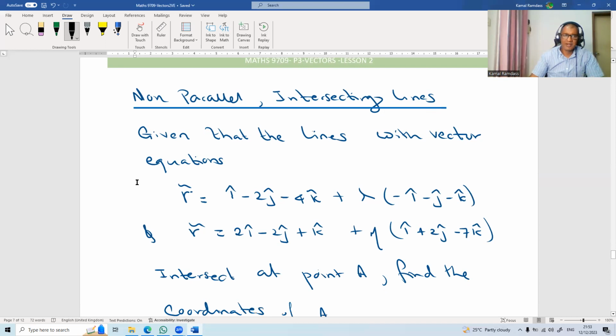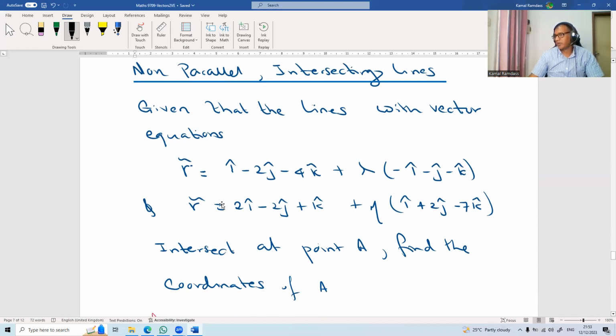Now, non-parallel intersecting lines: they are not skew, they are non-parallel, but they are intersecting. I'll treat this with an example. Given the line with vector equation i roof minus 2j roof minus k roof, R equals A bar plus T B bar. First equation: lambda times minus i roof minus j roof minus k roof. That is the direction vector. Same form here, R equals A bar plus T B bar.